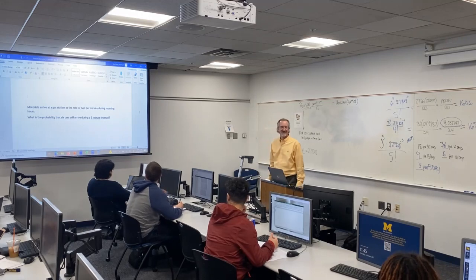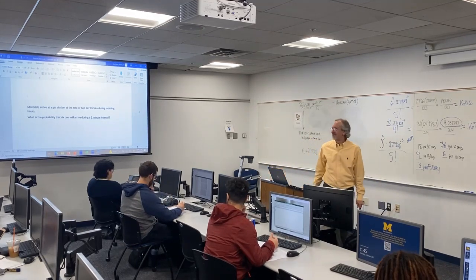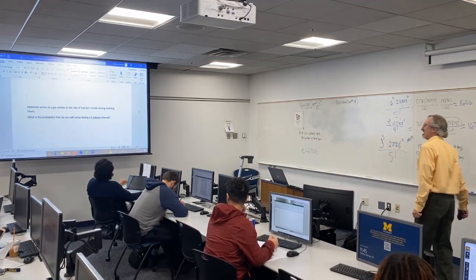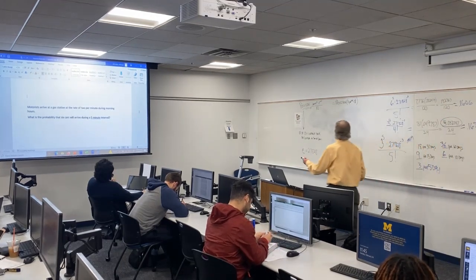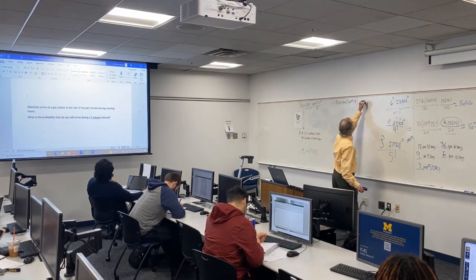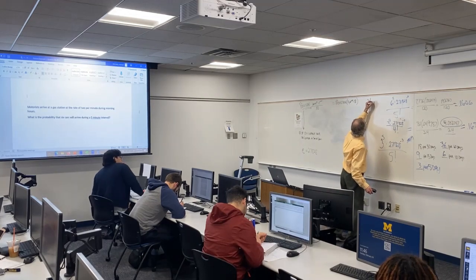Yeah, I mean, so you times it by 5. You ready? Motorists arrive at the gas station at a rate of 2 per minute. So here we go. I'm just putting 2 per minute right there.